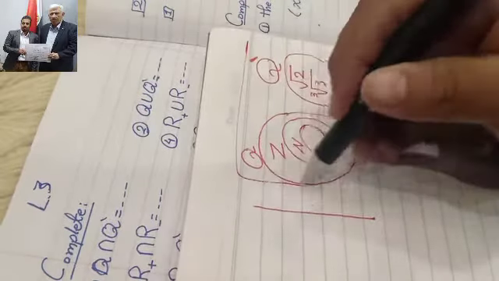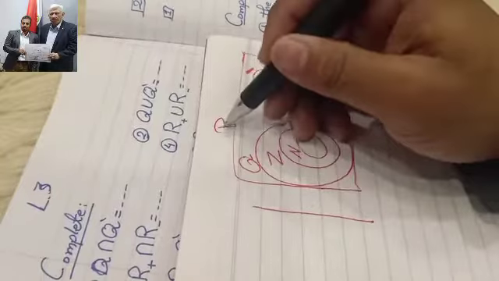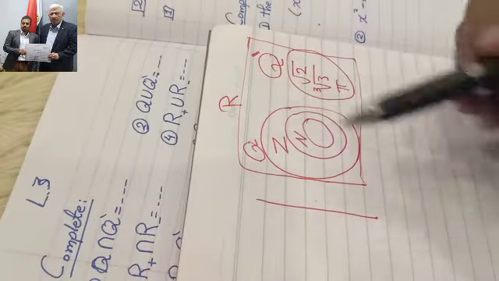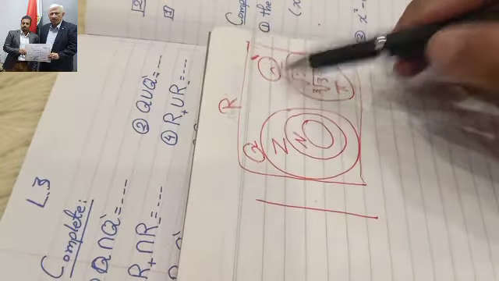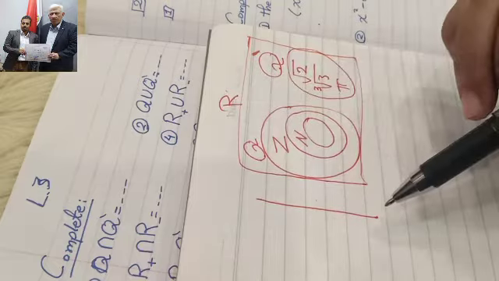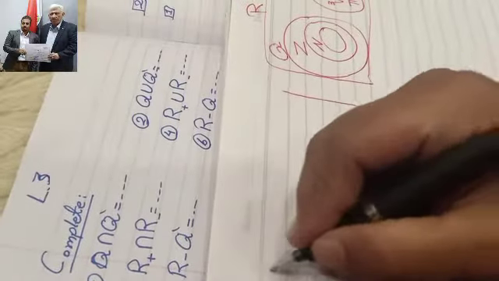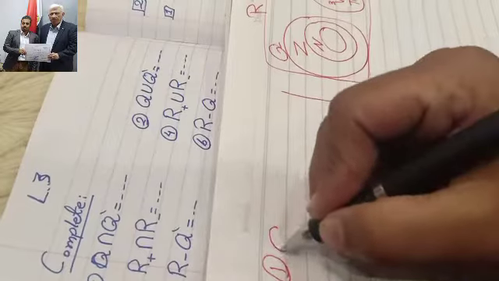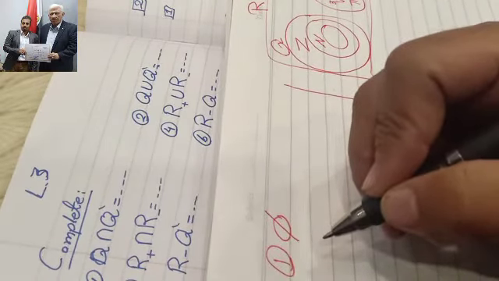All of this is the real numbers, rational and irrational. Any rational number is real, and any irrational number is real. Now to solve: number 1, Q intersect Q dash. We do not find any number in Q and Q dash at the same time.